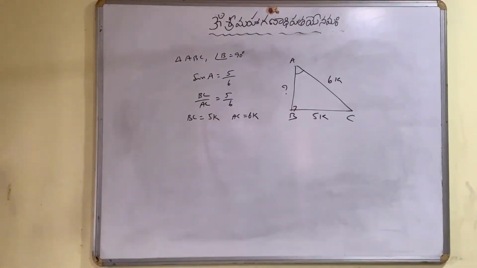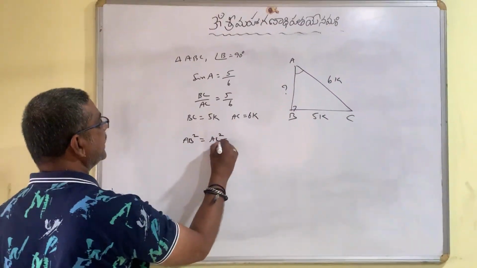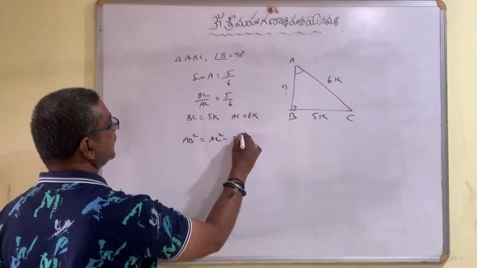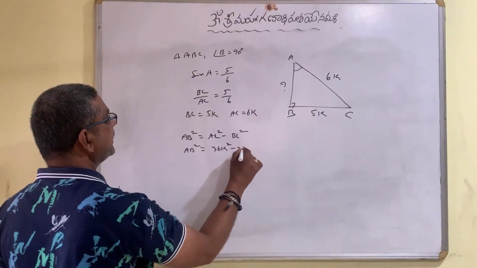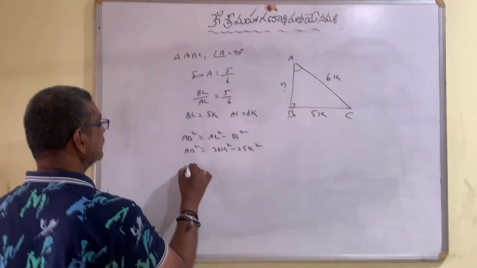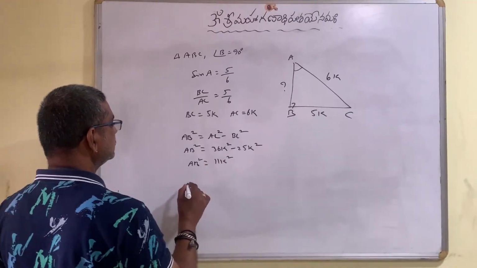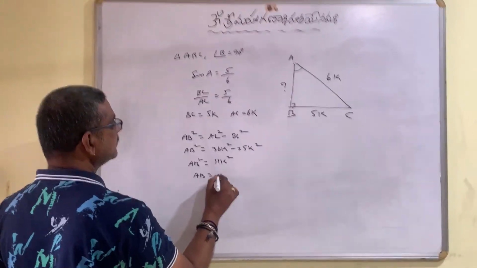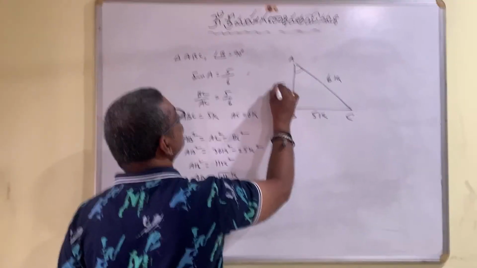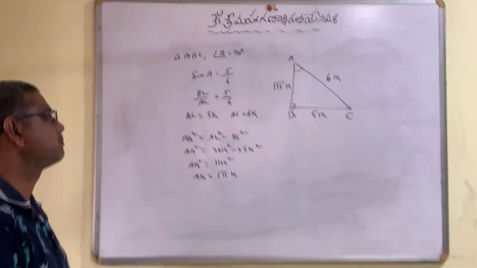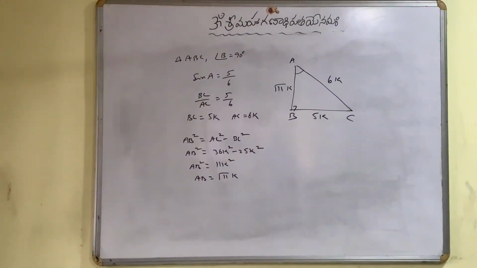Okay. Now apply Pythagoras theorem. AB square is equal to AC square minus BC square. 36K square minus 25K square. AB square is equal to 36 minus 25, 11K square. So then AB will be root 11 times K. Okay na?